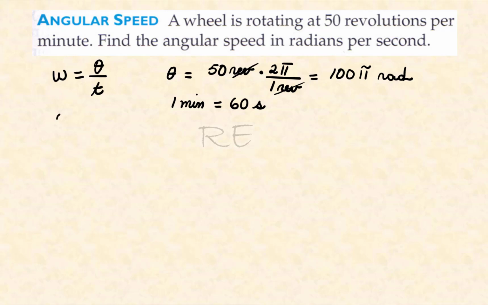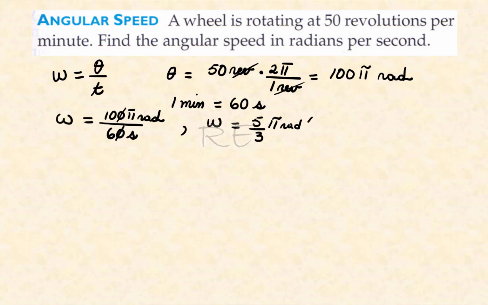Therefore, the angular speed, if we want to express it in radians per second, is equal to 10 pi radians divided by 60 seconds, or 1 divided by 6 pi radians per second, which is approximately 0.52 radians per second.